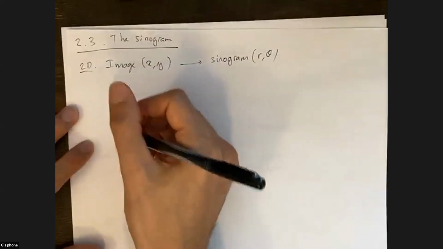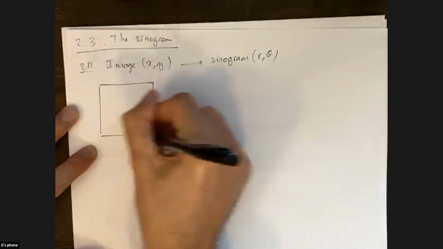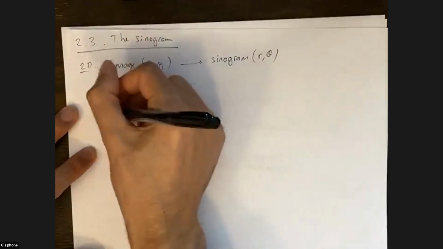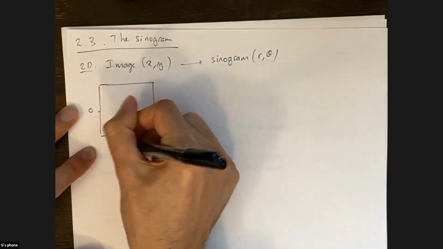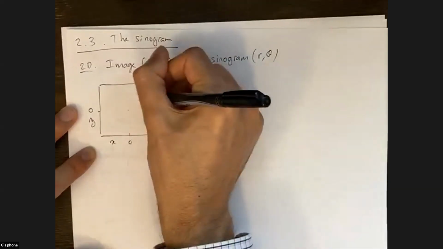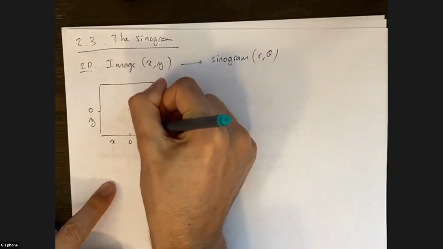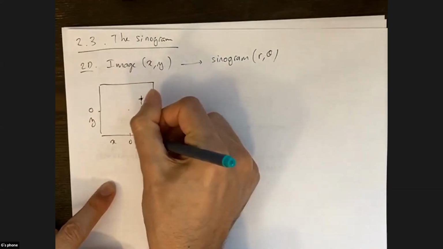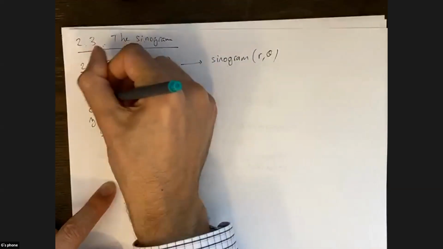So let's take a straightforward example here, an image where the center of the image is 0. This is the x-axis, this is the y-axis, and this is the center of the image, and then we have a single point source here. Maybe I'm gonna use a different color here. And this point source is located at, we're going to call it, x0 and then y0, right?